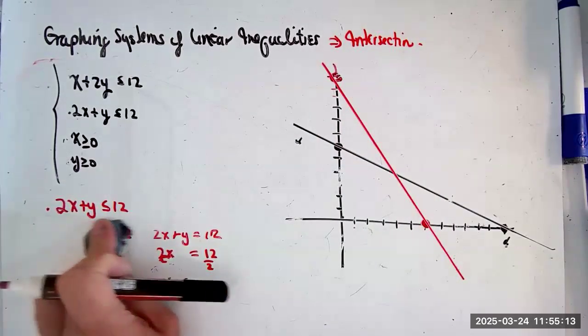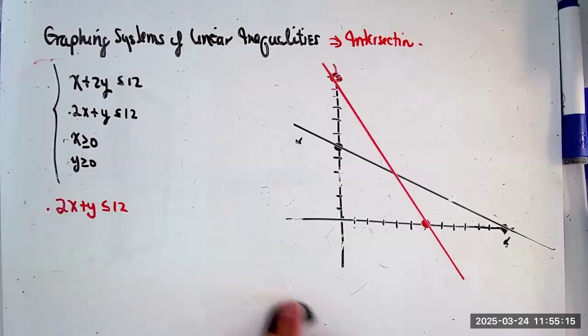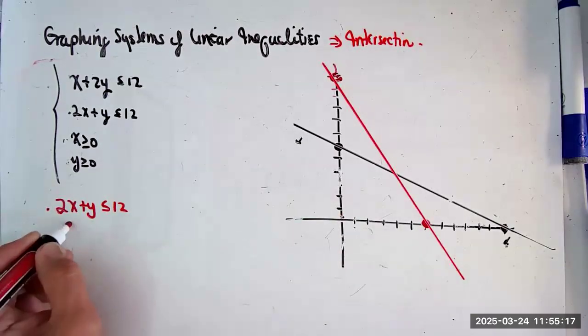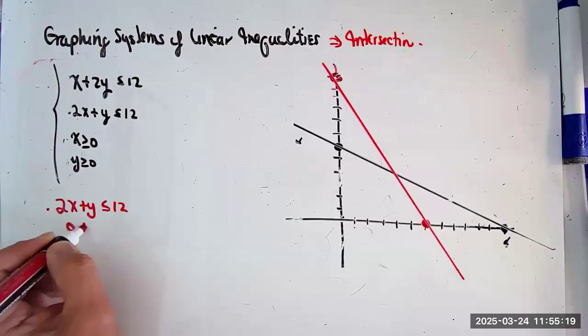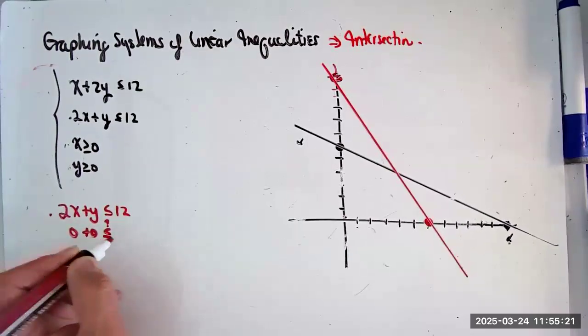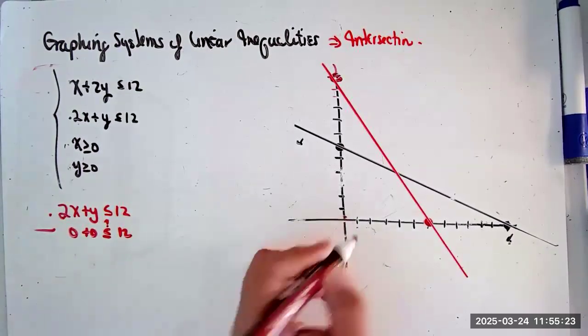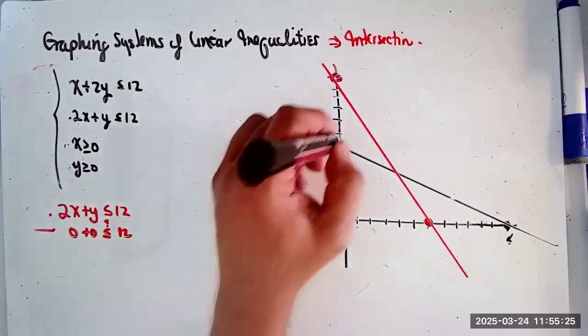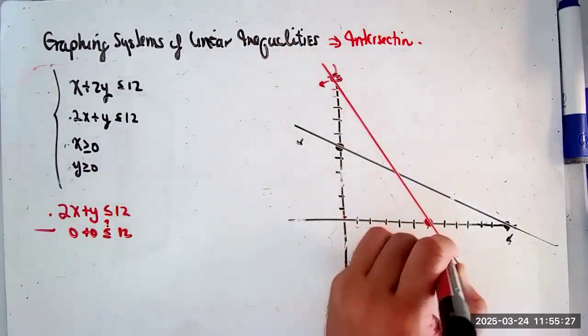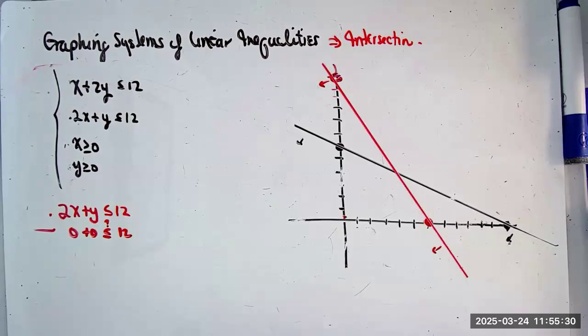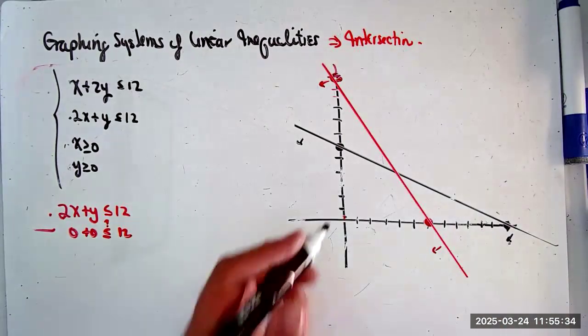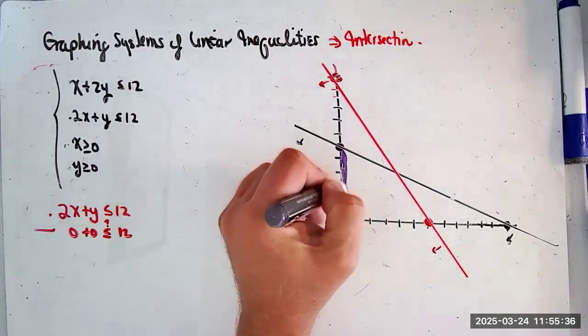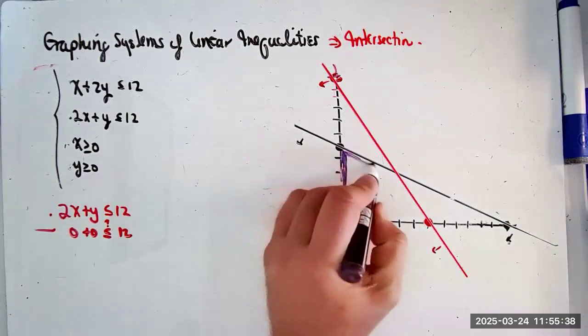So for that, I go back to the inequality and I use a test point. I can use 0, 0. 2 times 0 is 0 plus 0. Is that less than or equal to 12? Yes, indeed. This is included, so the red one pushes in as well. And so you can see that the inequality result will be this closed area here.